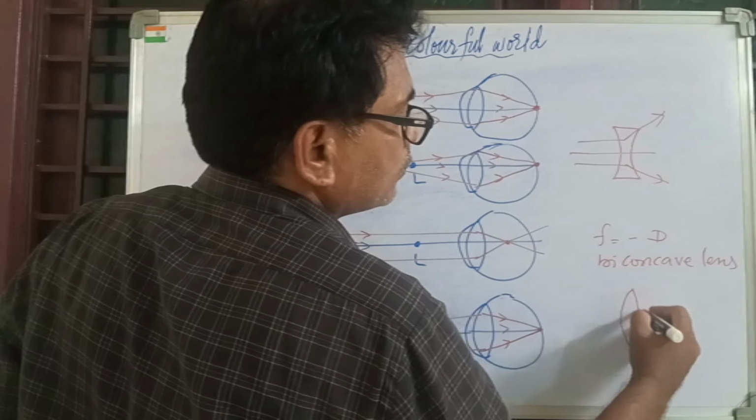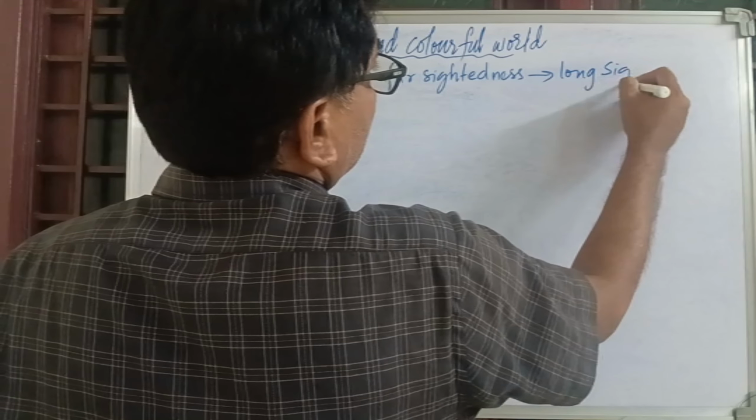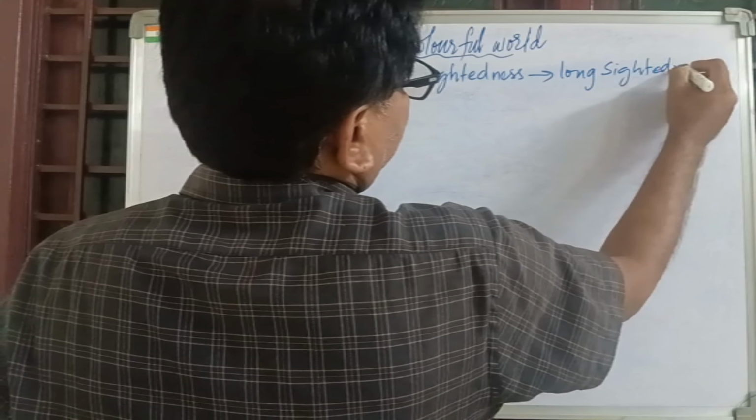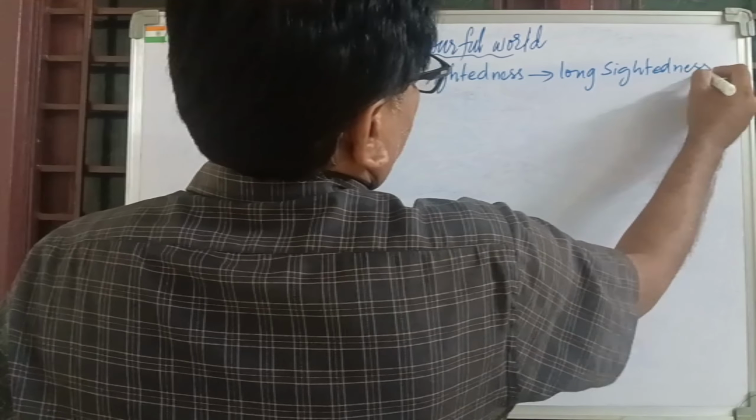Second defect is hypermetropia. Farsightedness. Can see object which is far. Okay, farsightedness. Long-sightedness. Long sight also we call it as long-sightedness. Person suffering from myopia cannot see far object, he can see near object.